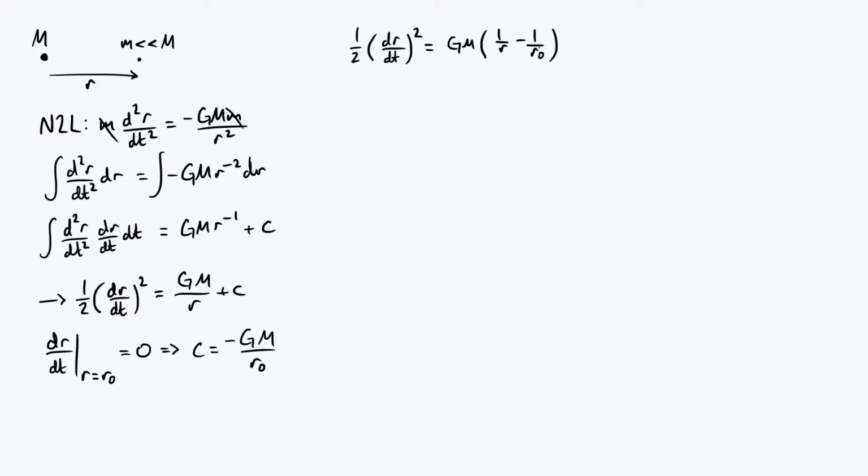And you can write that difference of the two fractions as a single fraction by putting both fractions over a common denominator of r0 r, right? So the bracketed term becomes r0 minus r over r0 r, like that. Okay, so what we want to do is get dr by dt on its own so that we can directly integrate both sides with respect to time and undo that derivative, and it's going to end up as an expression for t in terms of r.